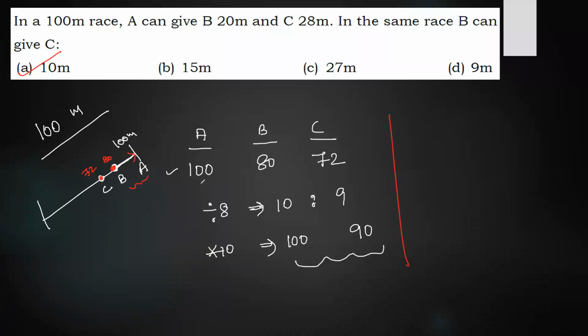You have to take it like that. Don't subtract 80 and 72. When B is at 80, C will be at 72, so the difference between them is 8. But they are going to complete the race, and they run at the same speed. So when B reaches 100, what is the difference between B and C? That is the question. Since it is a 100 meter race, that's why we are taking 100.